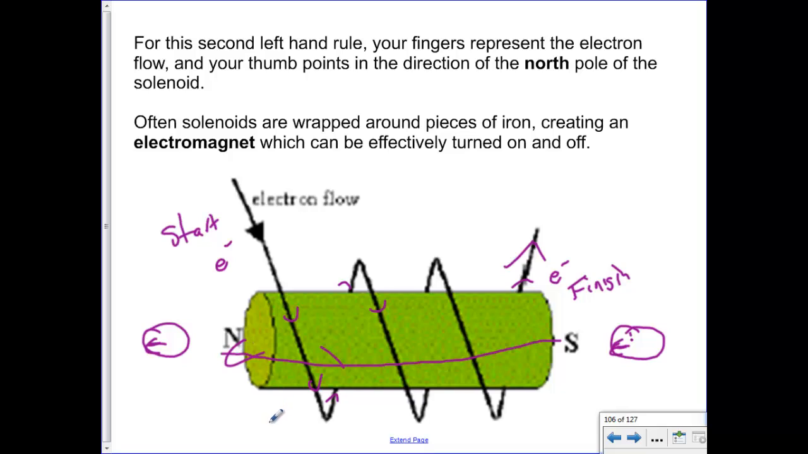If it didn't already say north and south, would we know by looking at this? Hopefully, yeah. Hopefully you'd be able to know which north and south was without actually having that written for you. Using the rule. So the rule would be put your hand in the right orientation, and then whichever way your thumb points is the north side of the magnet.